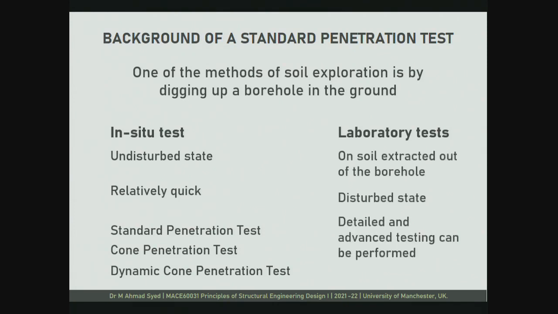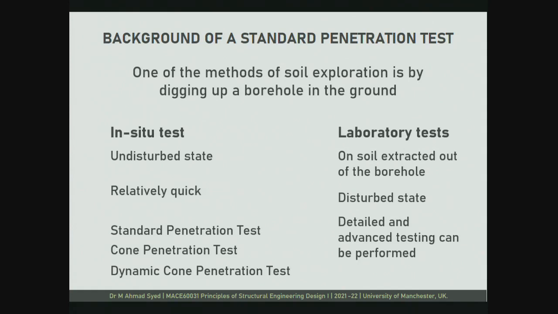On the other hand, laboratory tests, which are conducted on soils extracted from a borehole, are obviously disturbed because you have created disturbance, although people try to be very careful by varying the sampler size and all those things, but still it is a disturbed state.